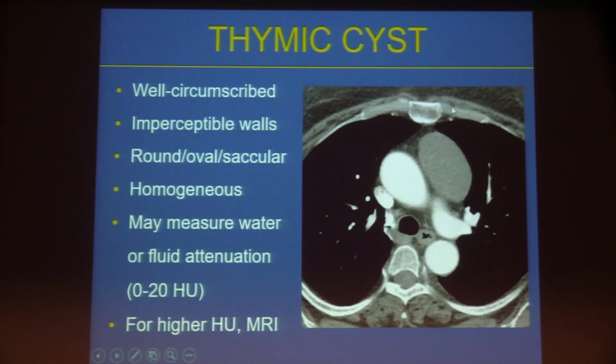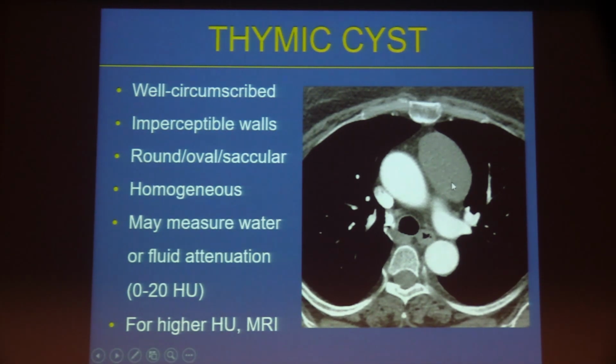And I don't care now if you're questioning, did this arise from the thymus? Did this arise, what you're seeing here, from the pericardium? Because both live in this area. It doesn't matter. It's the same features. We're looking for a well-circumscribed mass with imperceptible walls. It can be round, oval, or saccular.